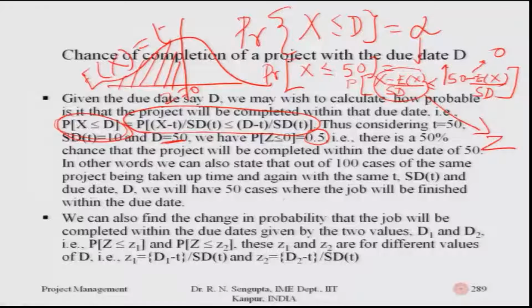We will have 50 cases where the jobs will be finished within the due date, and 50 such cases where the job would not be done by the due date. We can also find the chance, in probability, that the job would be completed within certain due dates, which are given by two values d1 and d2.